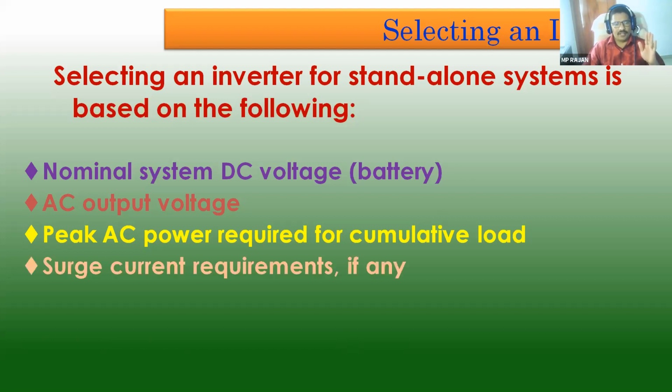Surge current means some appliances like your motor, AC, fridge, etc., have a surge current. The starting current will be very high. It may be 5 to 10 times more than the normal running current. As far as possible, please avoid connecting all these loads to a small standalone power supply system. If at all you want to connect them, you have to consider the surge current, even if it is for a small period of time, it may go very high.